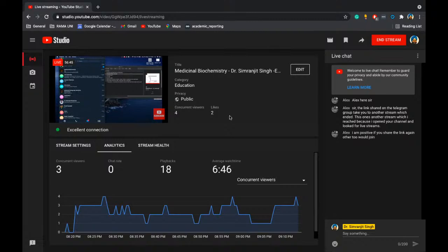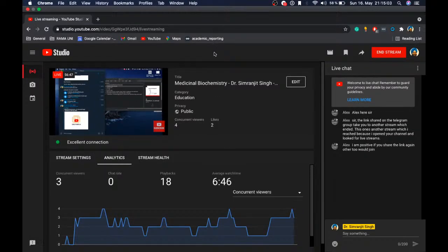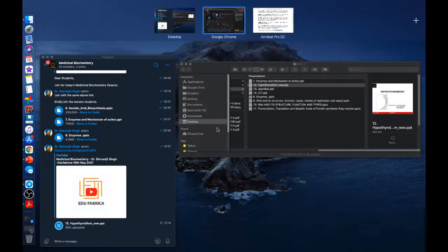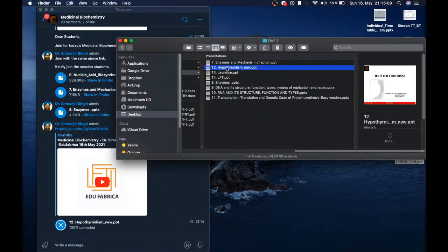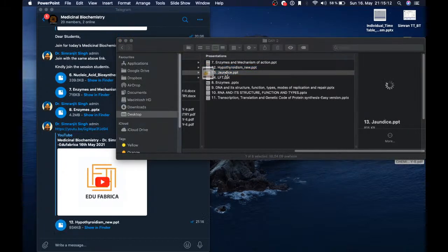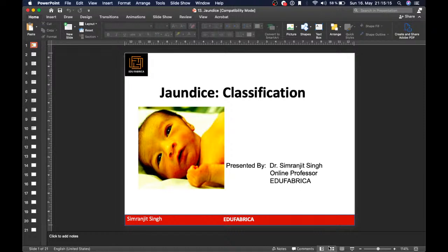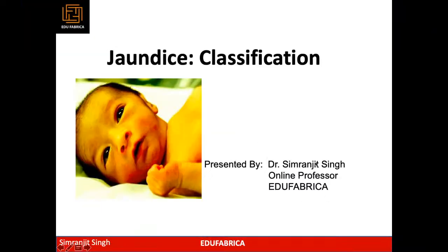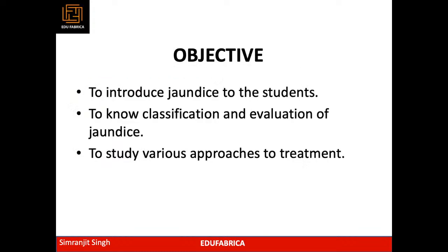So that was about hypothyroidism. Now let's go to the next one: jaundice. Here we can see a baby. The bilirubin is not being cleared in that baby, and the baby has a yellowish color from birth, and this is what jaundice is known as. So we will get to know about jaundice: what jaundice is, various classifications and evaluations of jaundice, and study various approaches to its treatment.